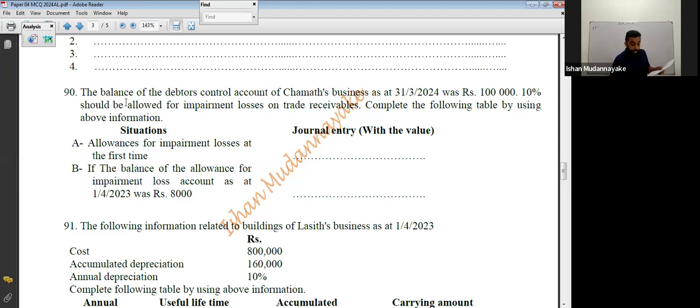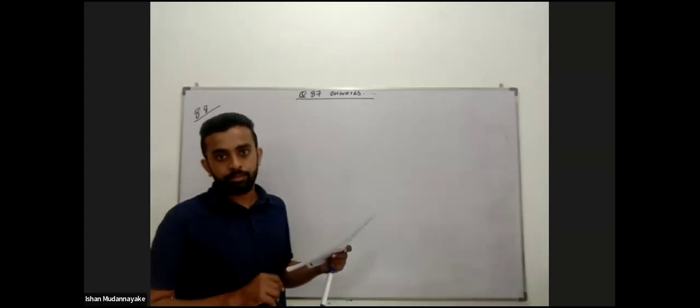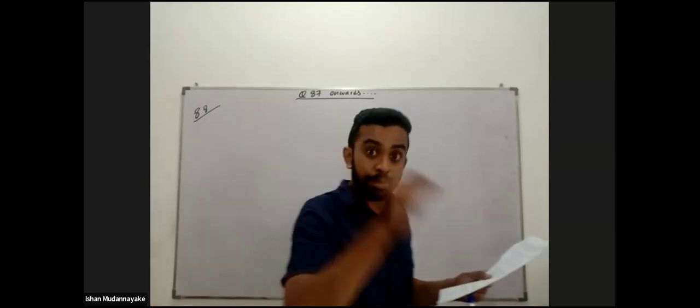First one is the allowance for impairment loss for the first time. We are going to make a provision. Okay, they are going to make an allowance for expected loss. There is a double entry. Okay, students, right then, first time allowance for expected loss: in company accounting, we debit the impairment loss account.